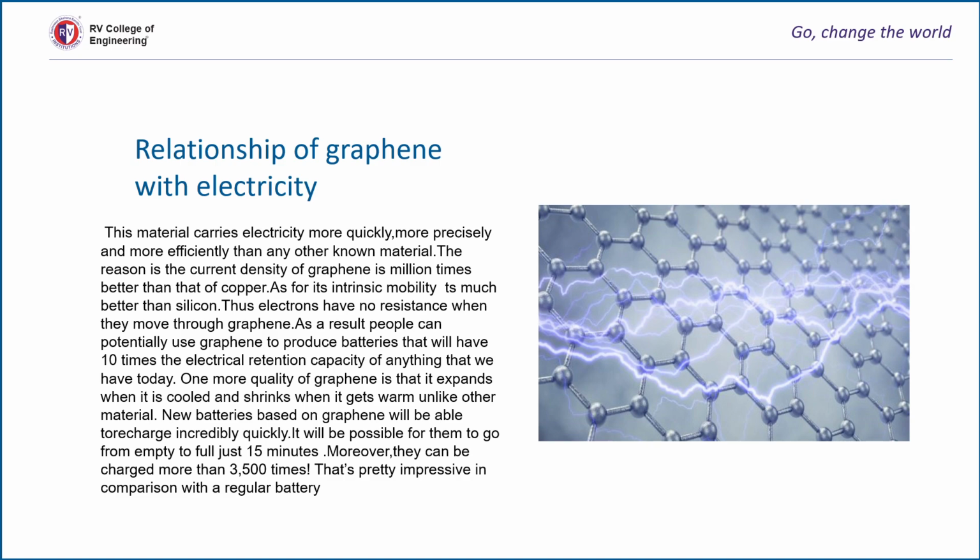This is the reason that graphene conducts electricity so well, because electrons can move fantastically fast. This gives graphene limitless applications, including conductive paint, high frequency devices, and more efficient batteries. As for its intrinsic mobility, it's much better than silicon. Thus, electrons have no resistance when they move through graphene. As a result, people can potentially use graphene to produce batteries that will have 10 times the electrical retention capacity of anything that we have.